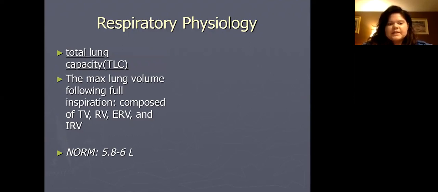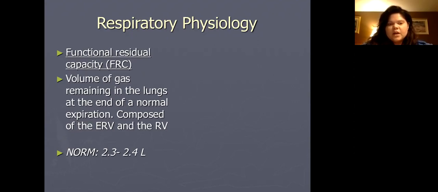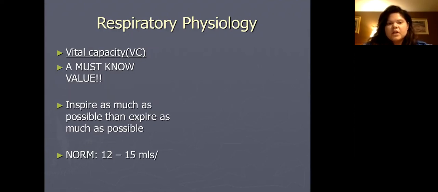Your total lung capacity, the maximum lung volume following full inspiration, is composed of your tidal volume, your RV, ERV, and IRV, everything we just talked about. Normal is 5.8 to 6 liters. Functional residual capacity, or your FRC, is the volume of gas remaining in the lungs at the end of a normal expiration. This is going to be composed of your ERV and the RV, and the normal for that is 2.3 to 2.4 liters. So each component is very important to know and how it affects the other one.